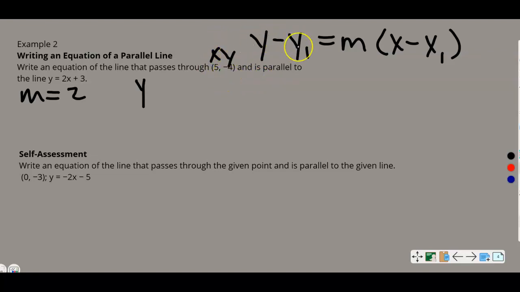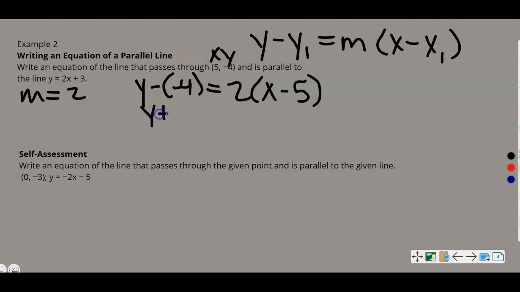So y minus -4 equals our slope, 2, times x minus our x value from our point, which is 5. So because it's negative, we're going to do negative x. So -5. All right, we can simplify this a little bit. We can do y plus 4 equals 2 times x minus 5. Now it just says write an equation of a line that passes through this point and is parallel to this. So this is an acceptable equation.